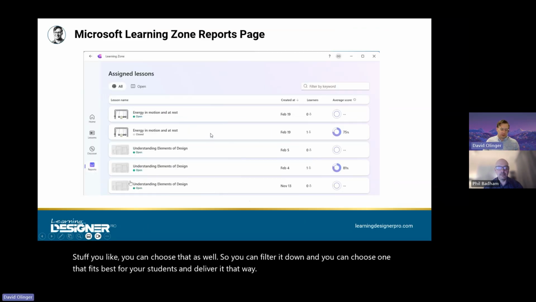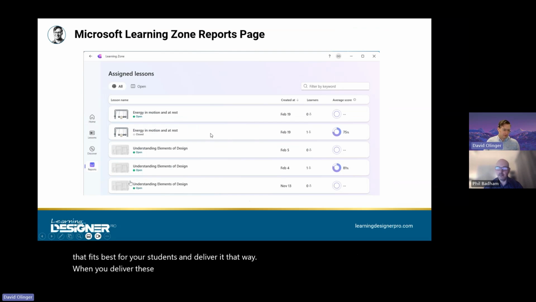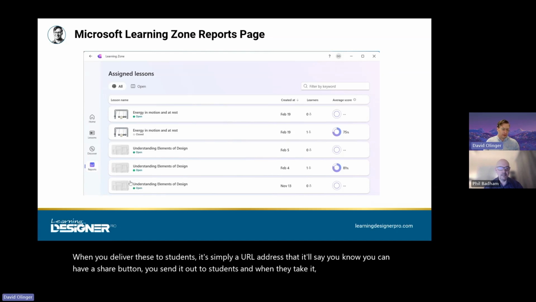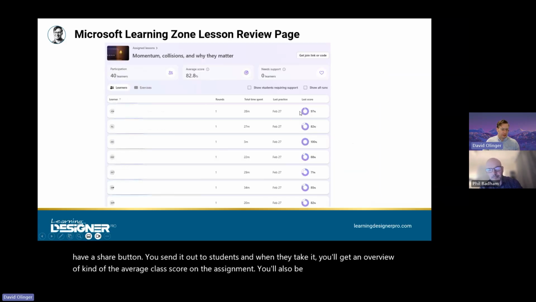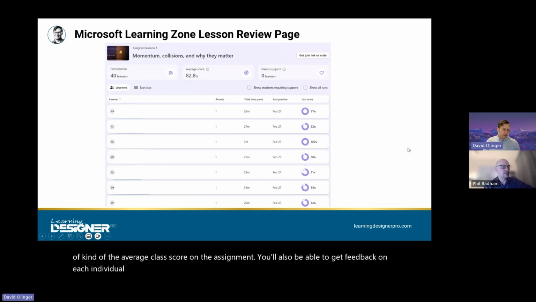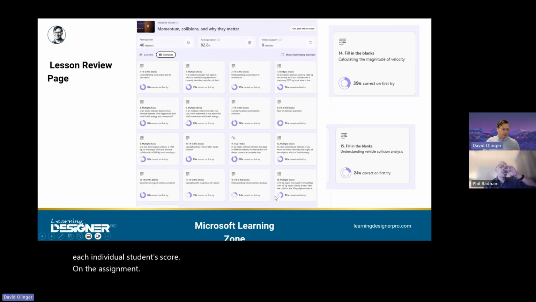When you deliver these to students, it's simply a URL address. You have a share button, you send it out to students, and when they take it, you'll get an overview of the average class score on the assignment. You'll also be able to get feedback on each individual student's score, and then you'll get feedback on where they landed the first time they did the question.